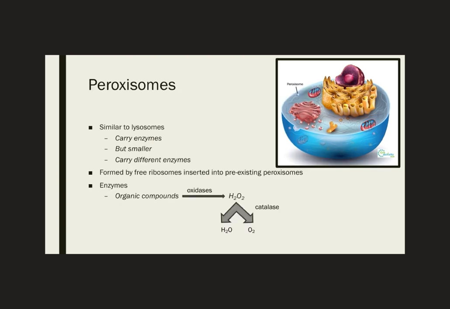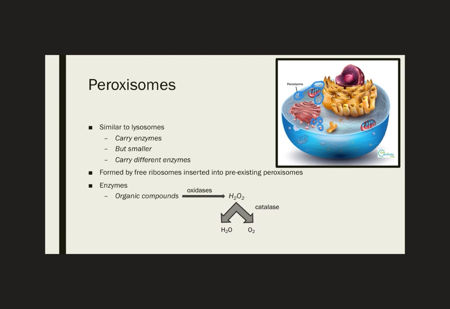Next, we arrive at the peroxisomes, and they are similar to lysosomes in the sense that they also carry enzymes. However, they are smaller than lysosomes and they carry different enzymes. Therefore, they will have different functions. Remember that the lysosomes were formed by budding off the Golgi apparatus. Now, the peroxisomes will contain enzymes that are formed by free ribosomes circulating in the cytoplasm and are then inserted into the membranes of pre-existing peroxisomes.